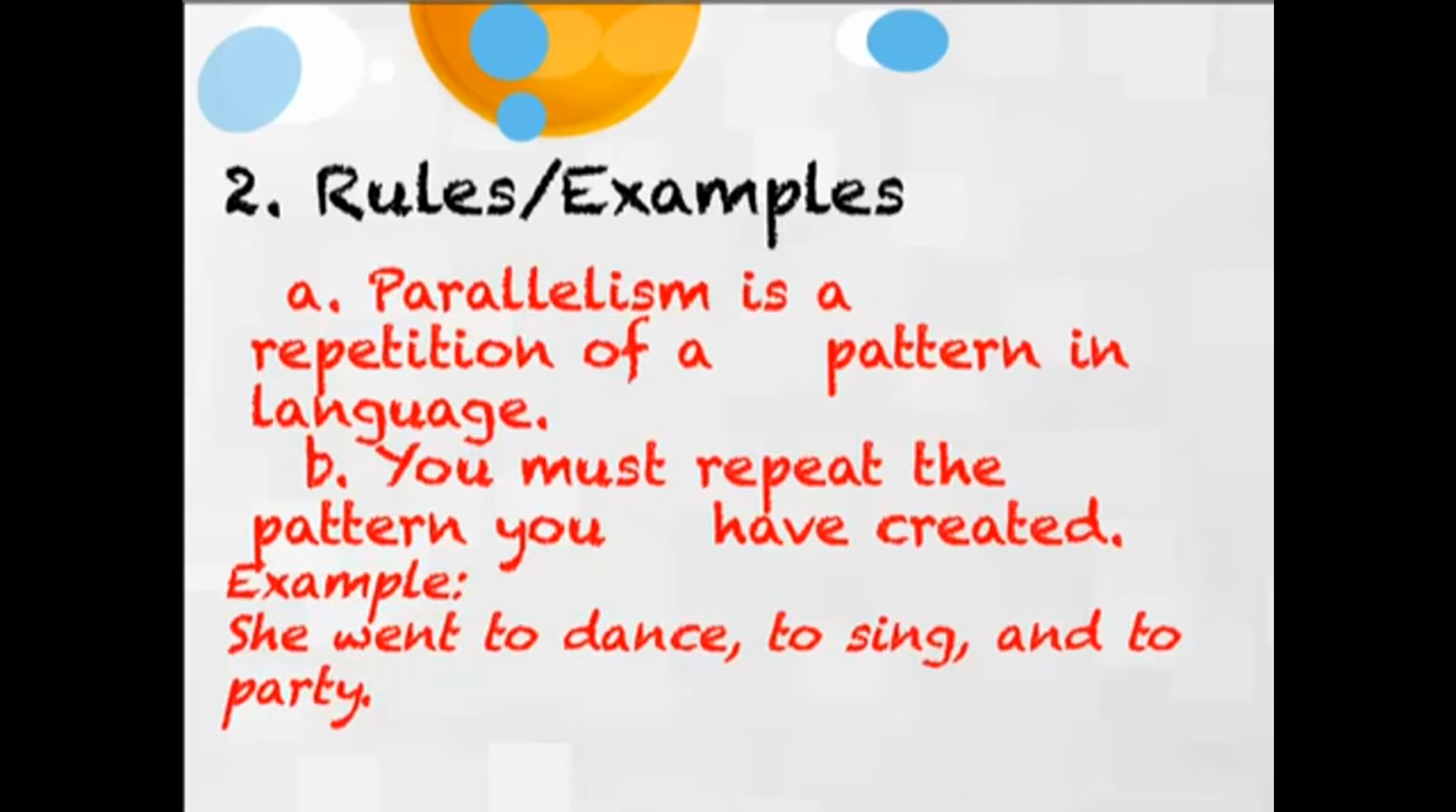Let's take a look at this example on the bottom here. She went to dance, to sing, and to party. As you can see, this is a very simple pattern. It's to, then something, to, then something, to, then something. As we go on throughout this video, and as you go to use parallelism, the goal is to move beyond these very simple patterns to more complicated patterns. Because that's such an easy way to enhance your writing, you want to try to make the patterns that you're repeating a little bit more complicated than these simple ones, but this is a good place to start.